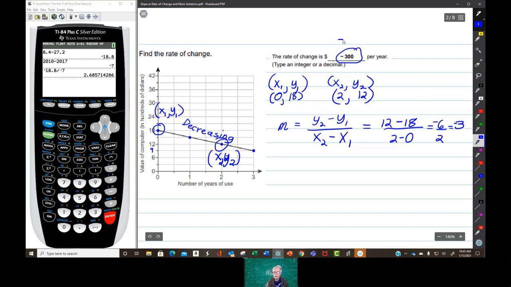So before I answer negative 3, I better look over here and see that they did not put the word hundreds over here, which is why they answered negative 300. So what they're saying is that the value of a computer goes down at $300 per year. I believe it. Again, the importance of slope. Any questions? Anyway, whenever you see the words rate of change, all that means is you're going to find the slope.